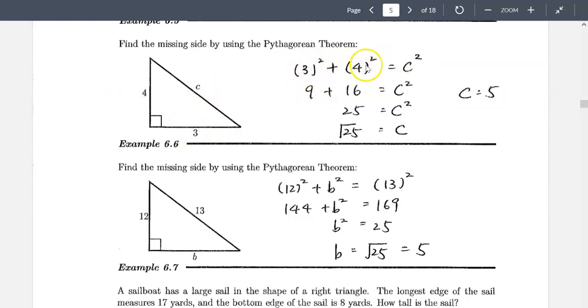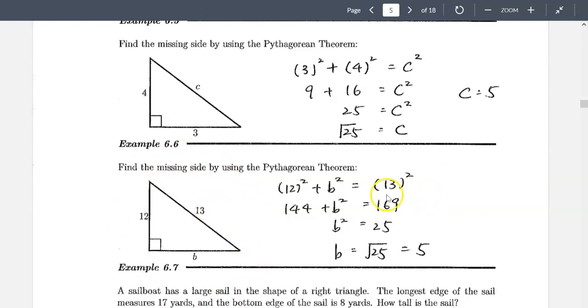So 3 squared plus 4 squared equals c squared. Now we figure this out. 9 plus 16 equals c squared. Now, when you have c squared equal to 25, how do we solve for c? Remember, the opposite of square is square root. So we take the square root of 25. So the answer is 5.